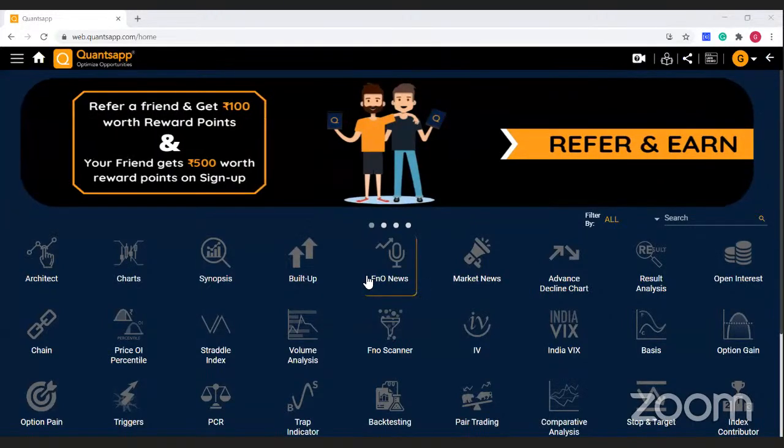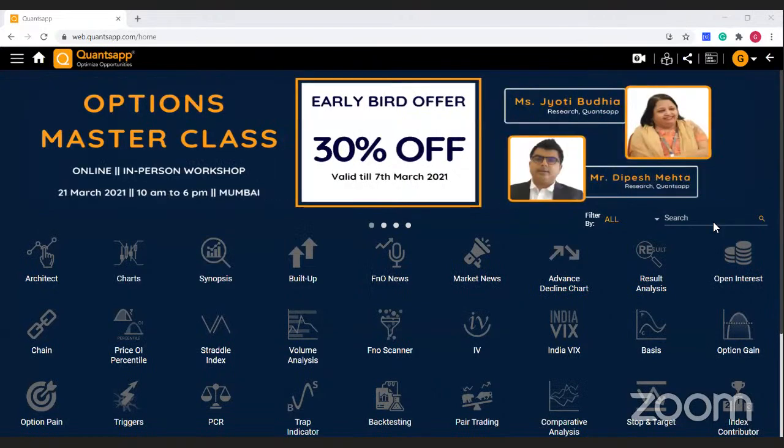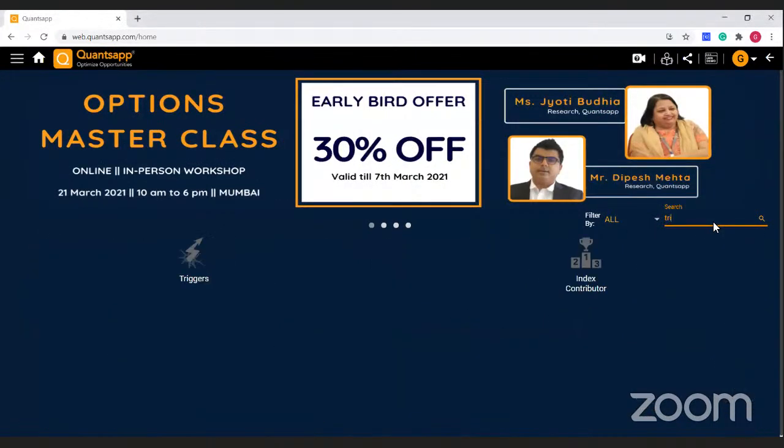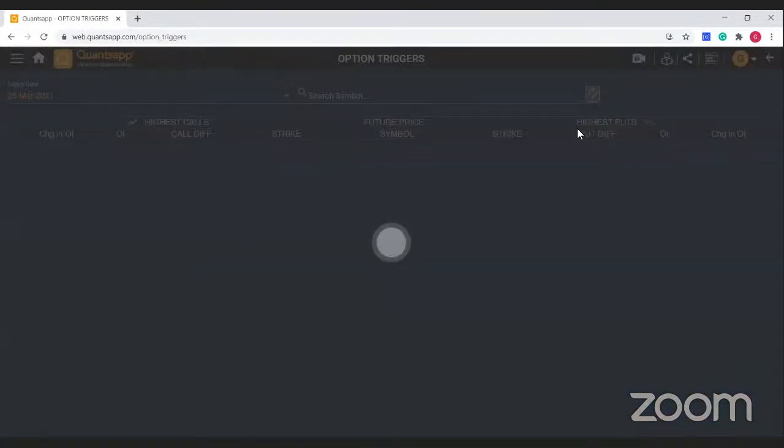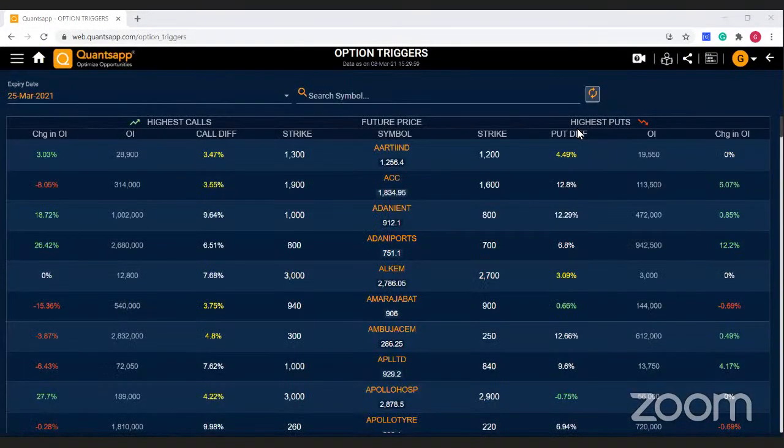Today we will be starting with the tool called triggers. Trigger is something that Quantsapp has developed, and it's a very useful tool when I want to find which are those stocks which are likely to have momentum. As we all know, around 159 stocks are there in the FNO. Recently 16 more stocks have been added, so altogether 159 scripts are in the FNO.